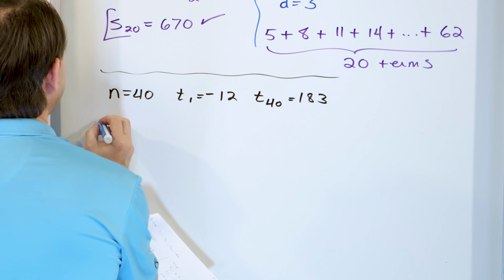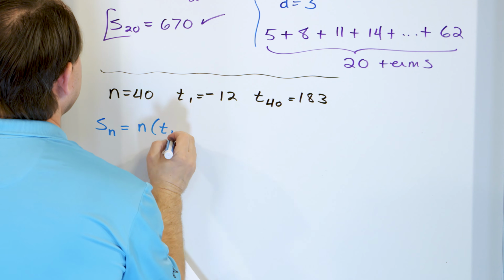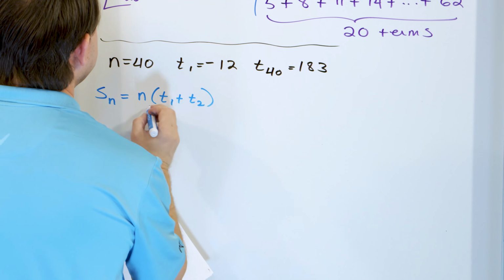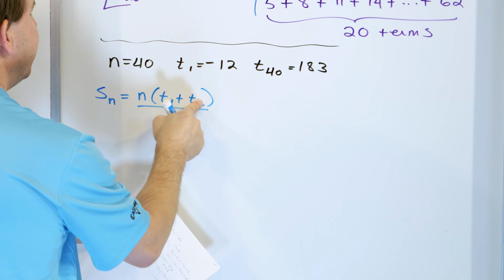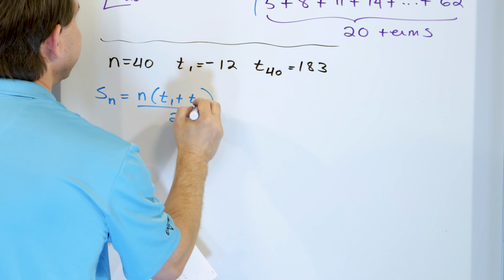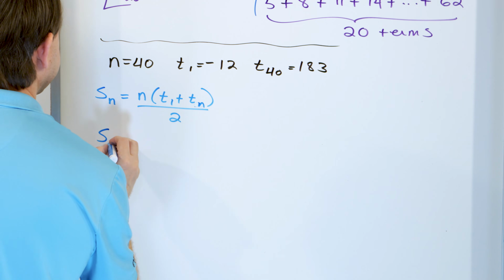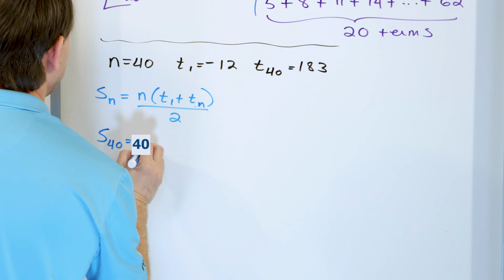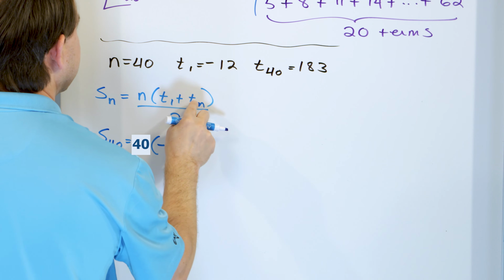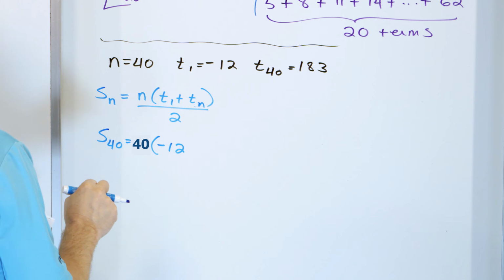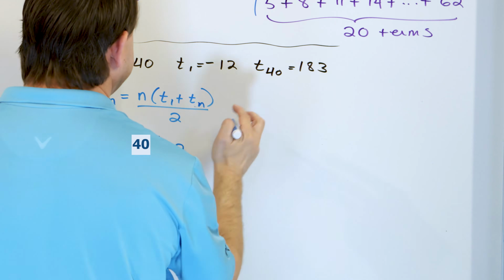So first thing is you write down the equation. The nth partial sum is equal to n times the first term plus the last term divided by 2. Again, this is the average value of the terms times the number of terms. Now, this should not be 2. It should be t sub n, like this. Okay. So the 40th sum, the 40th partial sum, is going to be 40 times the first term, which is negative 12. The last term here is going to be t sub 40. Let me just double check myself. Yeah, t sub 40 is 183.